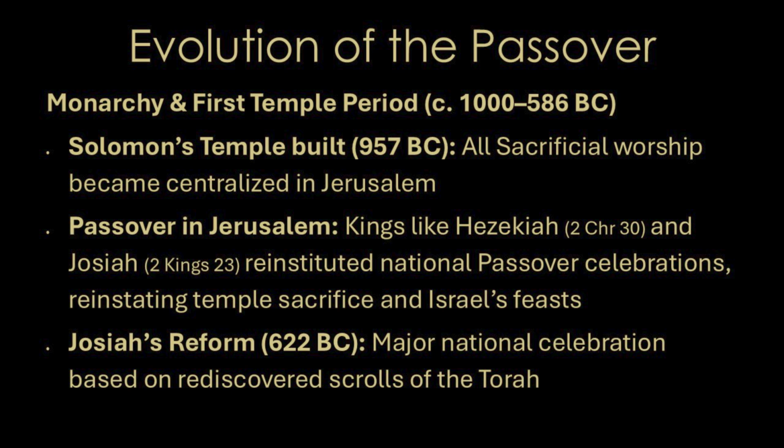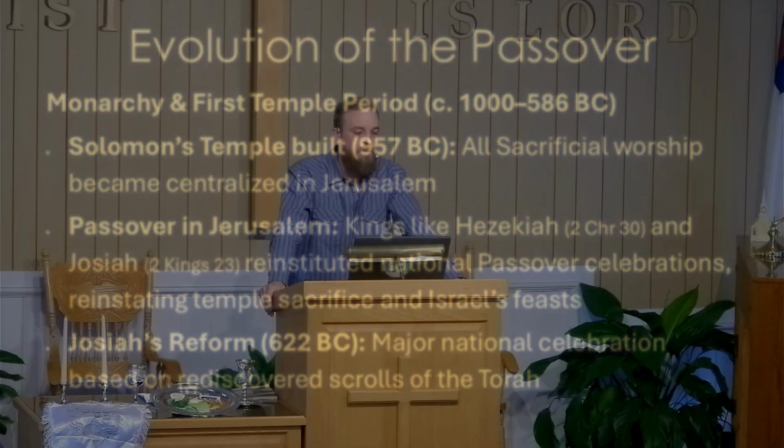We know throughout the book of Judges, the people would obey, then they would rebel. Then they would obey, then they would rebel. So there was periods where they were following it, then they wouldn't follow it. But by the time we get to the monarchy in the first temple, of course, Solomon's temple is built in 957 BC, and all sacrificial worship became centralized there at Jerusalem.